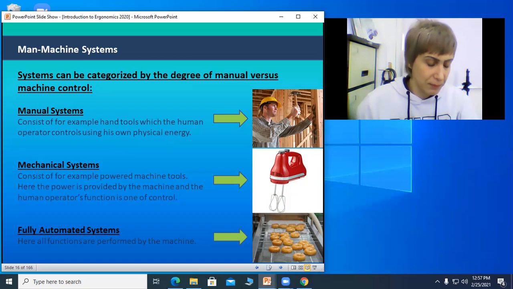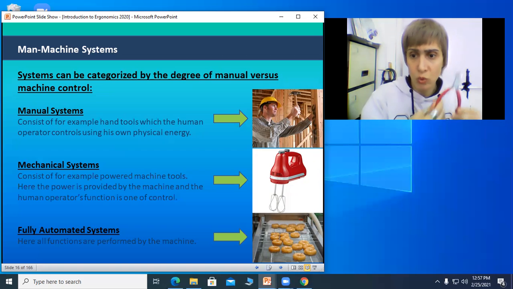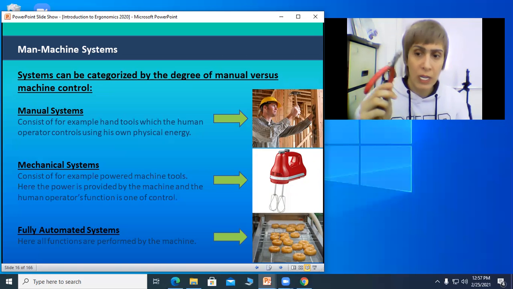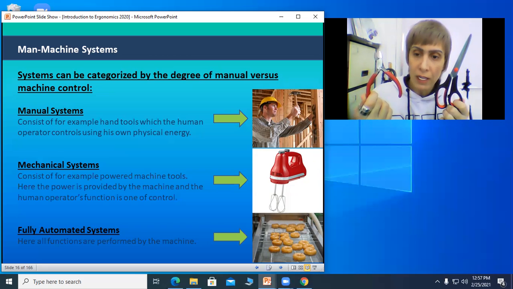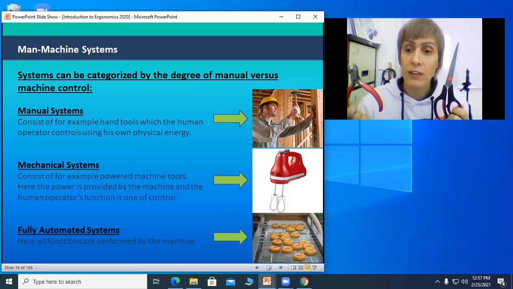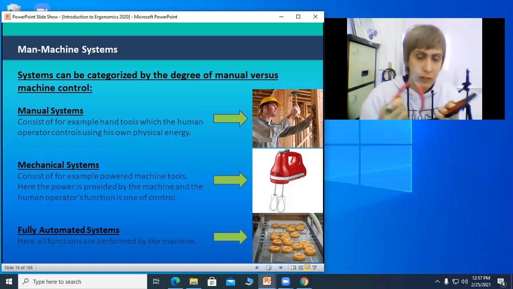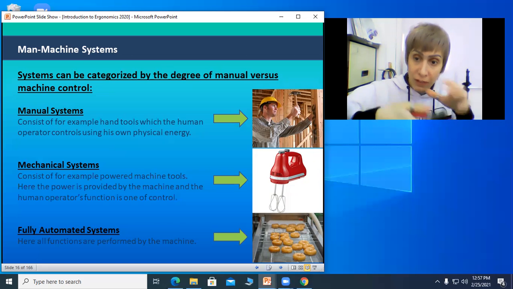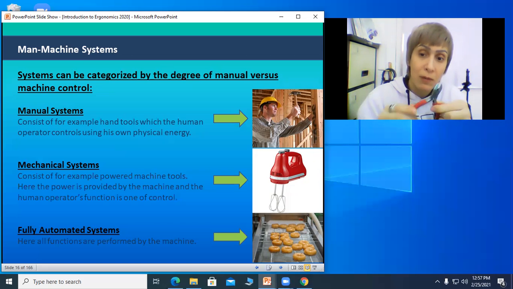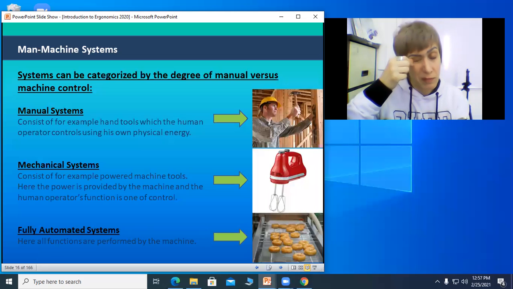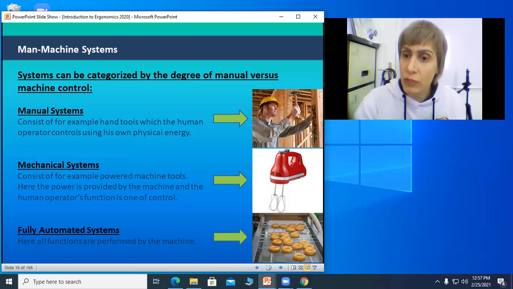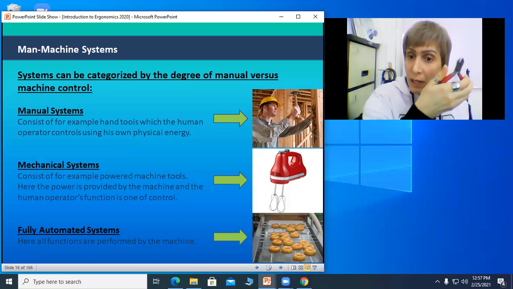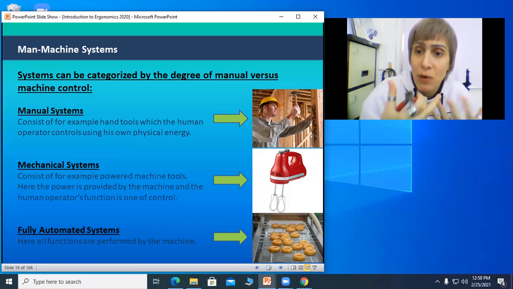Now, if we have simple tools like this, for example, this is a simple tool, this is a simple tool, okay? These are manual systems. When I start using them, you need to first touch it and start using it, and then you become a system. But these are manual tools and manual systems when I'm using it, because I'm using it by my hand, by my body.